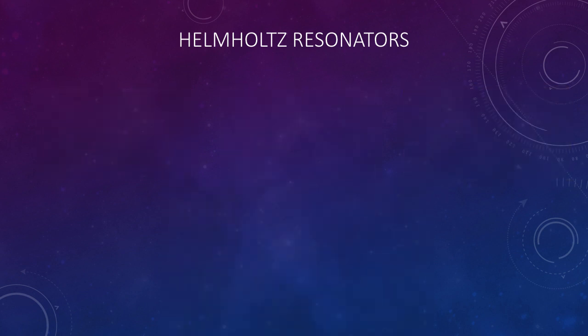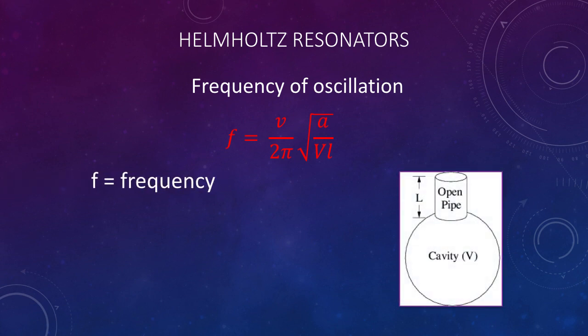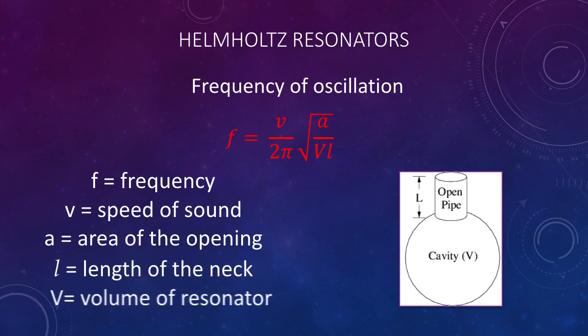And yes, you've guessed it, there's a formula for finding the frequency of a Helmholtz resonator. It is f equals v over 2 pi times the square root of A over V L. f equals frequency. Small v equals the speed of sound. A equals the area of the opening. L is the length of the neck. And big V is the volume of the resonator.